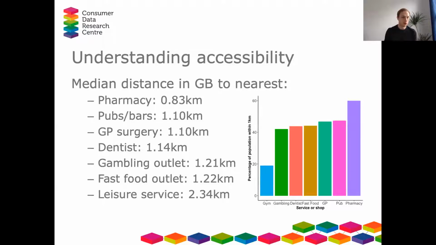So most people are less than 1 kilometre to their nearest pharmacy, but about 44% of our population in Great Britain is within 1 kilometre of a pub or a GP, which probably says something wonderful about British society. But of course, this might then give us an idea of trying to understand which types of people, which populations, have greater exposure to some of these facilities.